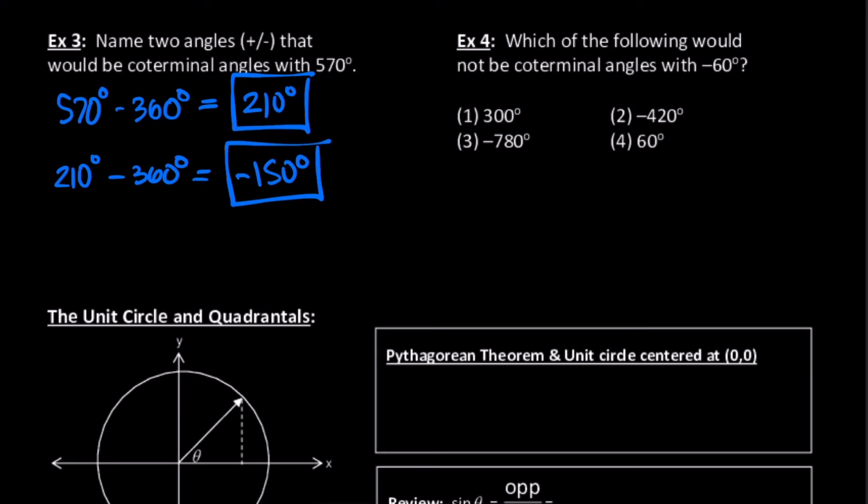Example 4: which of the following would not be coterminal with negative 60? So one process you could do here is just keep adding and subtracting 360 degrees until you can find all the ones that are coterminal and then circle the one that's not. Or if you visualize this, negative 60 would be in the fourth quadrant. One thing I notice is that 60 degrees is in the first quadrant. So there's no way these two can be coterminal because they're in different quadrants. That's why that one is not coterminal.